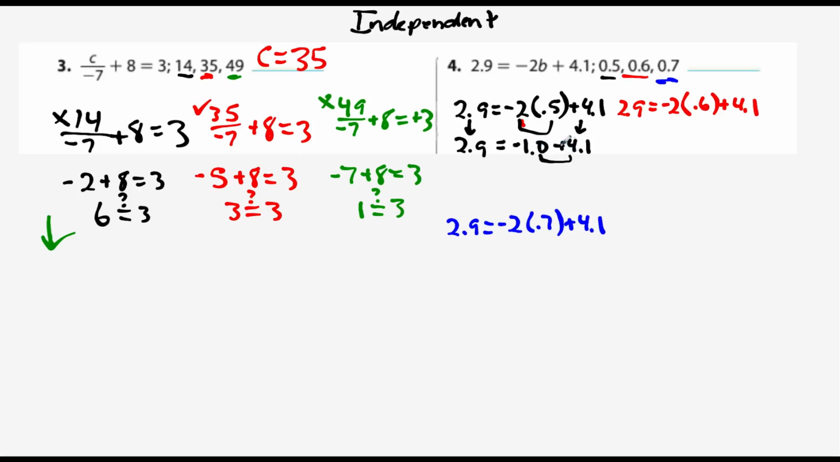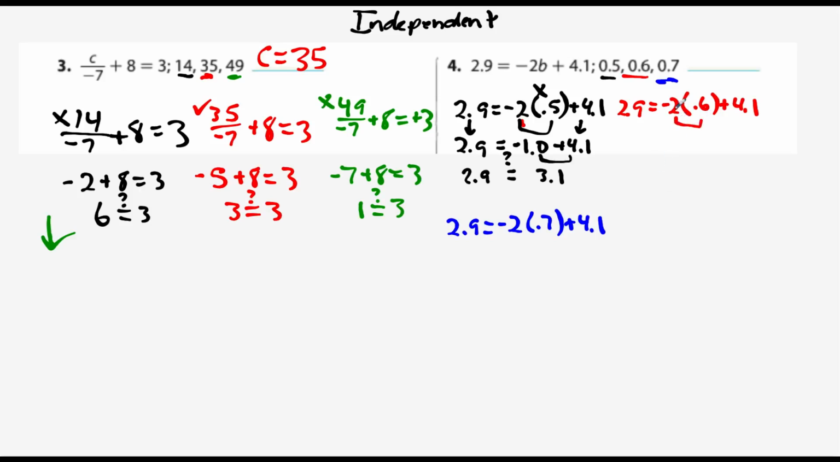We have different signs, so we subtract. So 4.1 minus 1 is 3.1. The positive, still a greater value than our negative, so this is positive 3.1. Does that equal 2.9? And you'd say, no, these are different numbers. Our answer is not 0.5. So we keep looking.